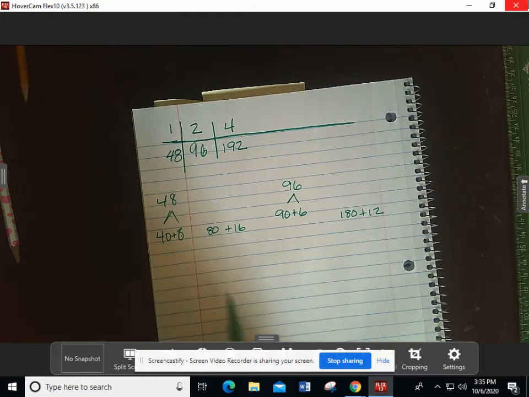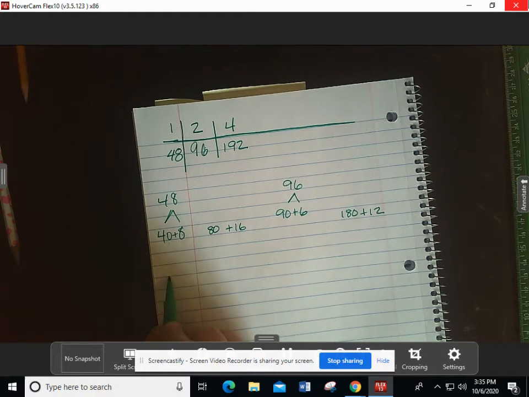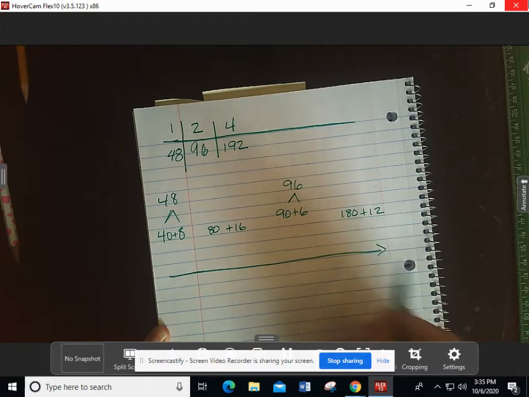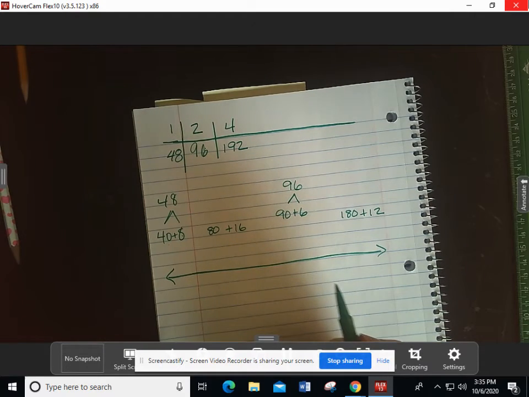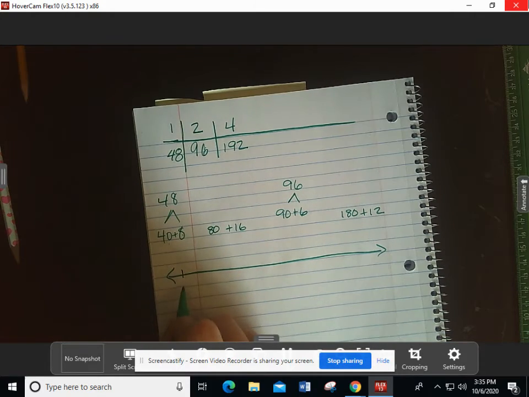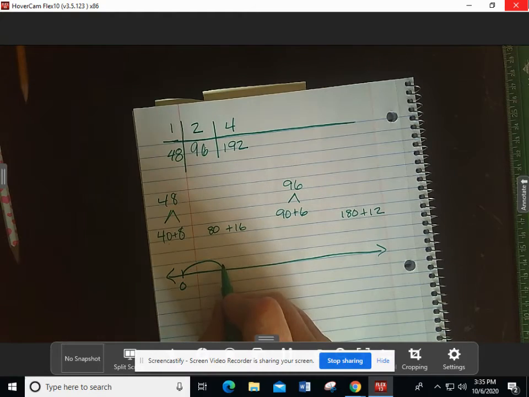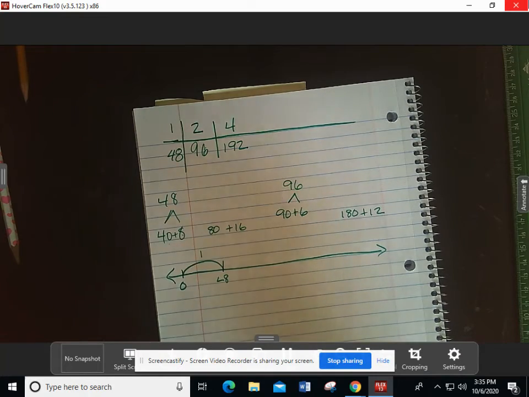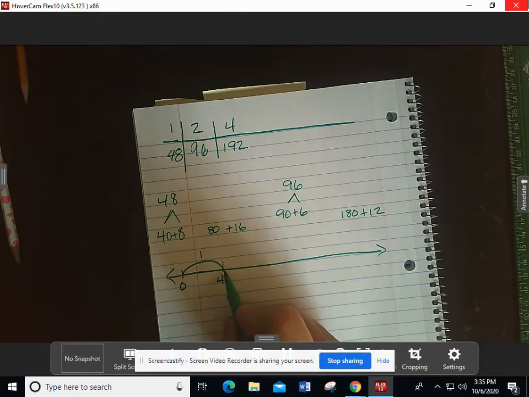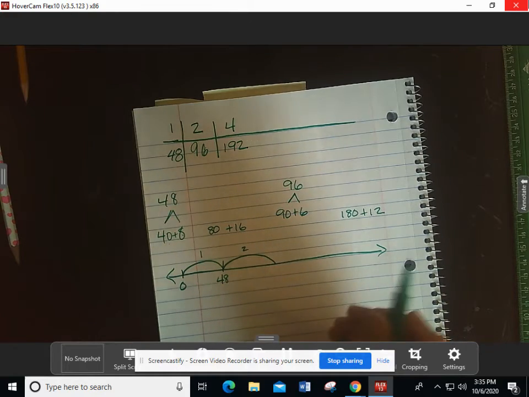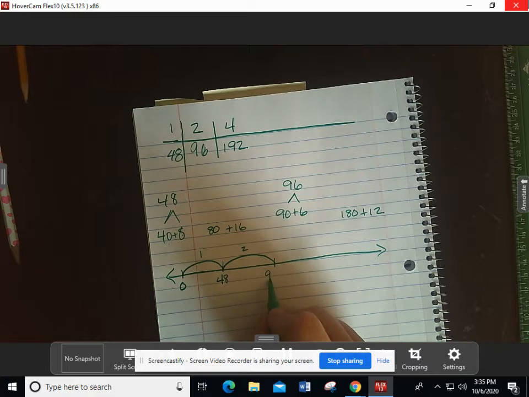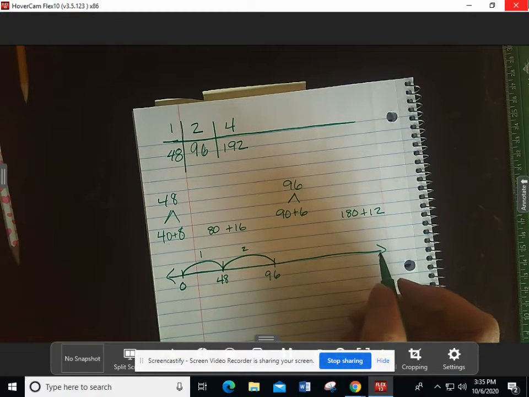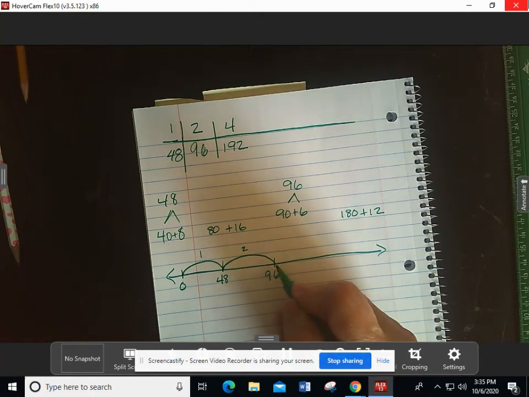Other students might want to do the number line, where we have to make 4 jumps of 48. Our number line starts at 0. So to 48, that one was easy. So that's 1 jump. Now we have to do another jump of 48. So 48 plus 48. Now we have 2 jumps. That gives us 96.